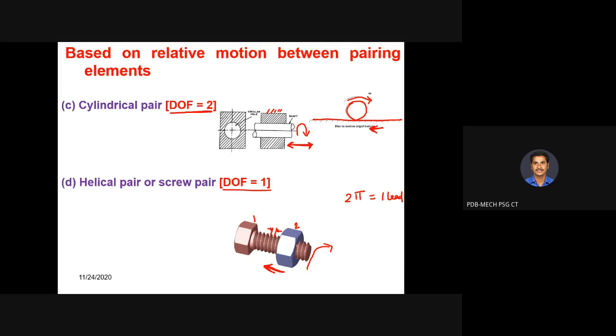Whereas here, in the screw pair, if we rotate the nut in the clockwise or anti-clockwise direction, there will be a rotational motion, and at the same time it is going to simultaneously make a translation movement. It cannot be independently controlled. So even though it is having two motions, it cannot be independently controlled. That's why we are calling it a 1 degree of freedom element. So the helical pair, please try to understand, is a 1 degree of freedom element. Clear? Only if independent control is possible can we call it a 2 degrees of freedom element.